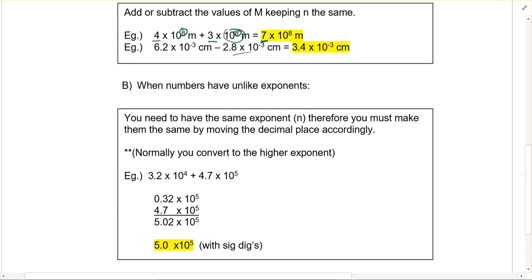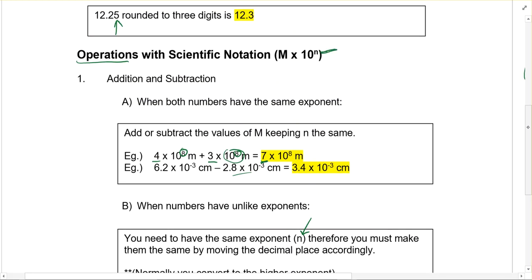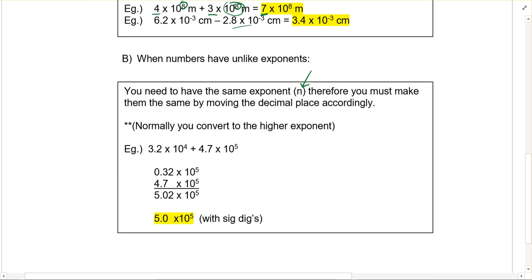When numbers have unlike exponents, you need to have the same exponent, n. I said n because that's the way I've written it up here. So what we do is take this number, if I had 3.2 times 10 to the 4, I turn that into these numbers times 10 to the 5. The way I do that is if I move this decimal place over 1 to the left, this becomes times 10 to the 5. So 0.32 times 10 to the 5 is the same thing as 3.2 times 10 to the 4.